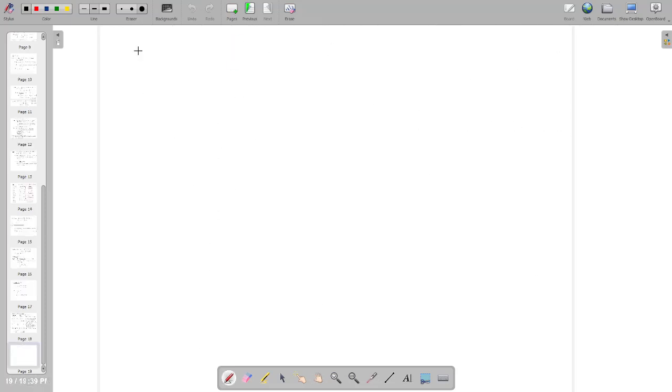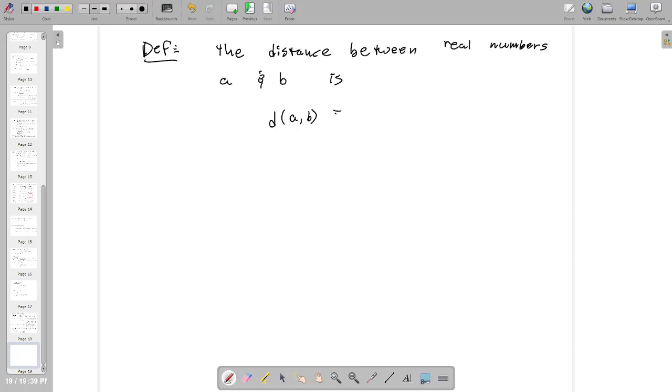Last thing I want to talk about is distance here. The distance between real numbers a and b is denoted with d of a and b, equal to the absolute value of b minus a. We usually use this d just to denote that we're talking about distance, and then the distance between what, a and b, and these two numbers are going to be on a real number line.